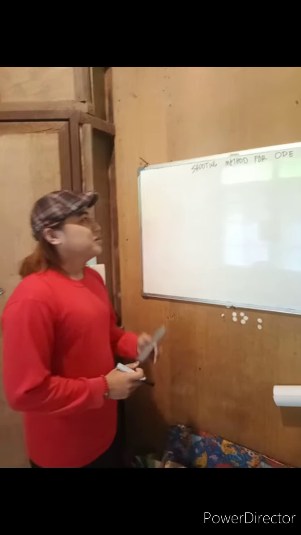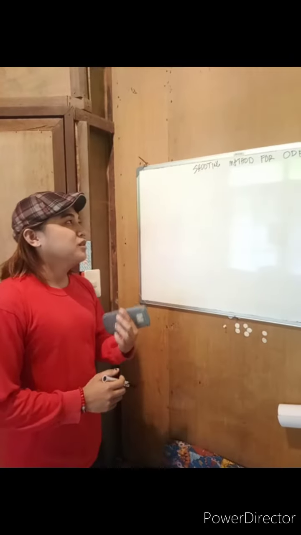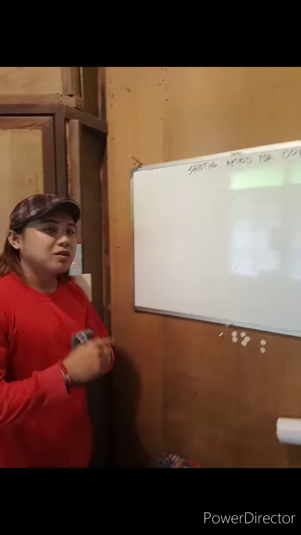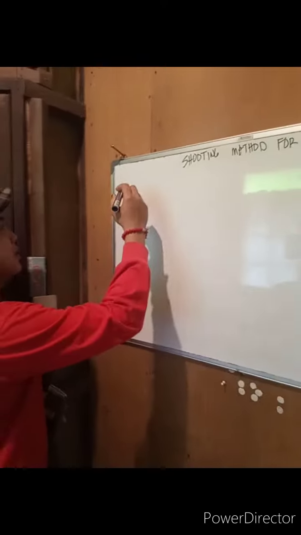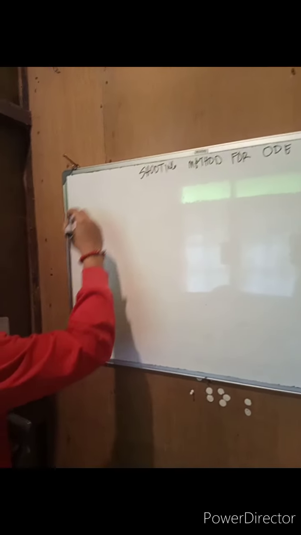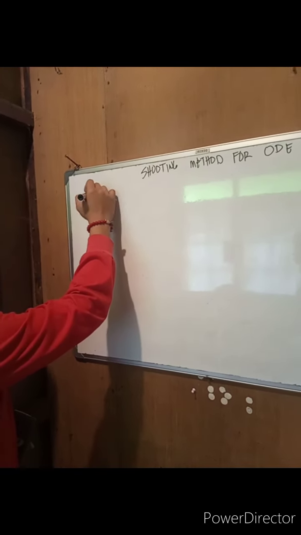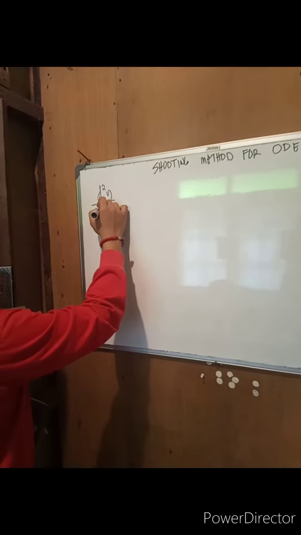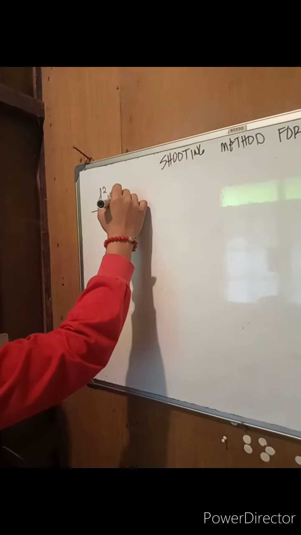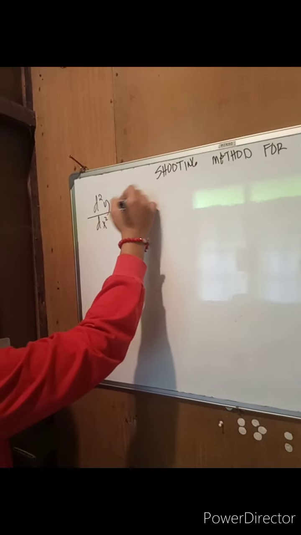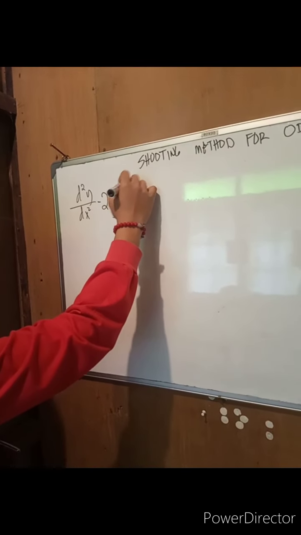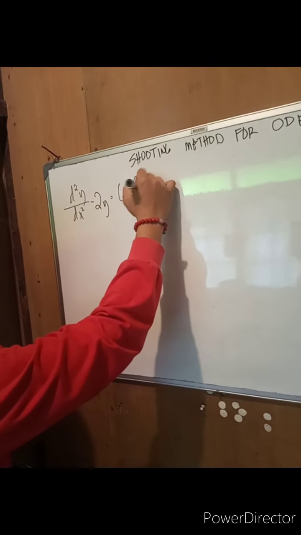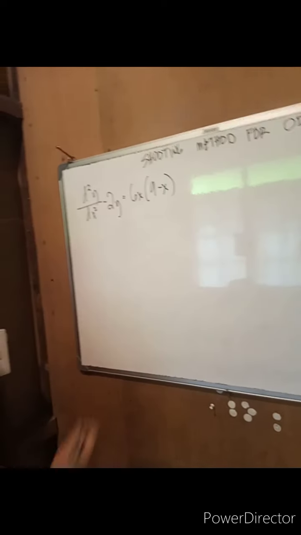Hello? Ngayon po is, try natin i-solve yung shooting method for ODE. Try natin mag-solve ng isang example. Example natin ng una is ito na lang: d squared y over dx squared minus 2y is equal to 6x times (9 minus x). So, yan.